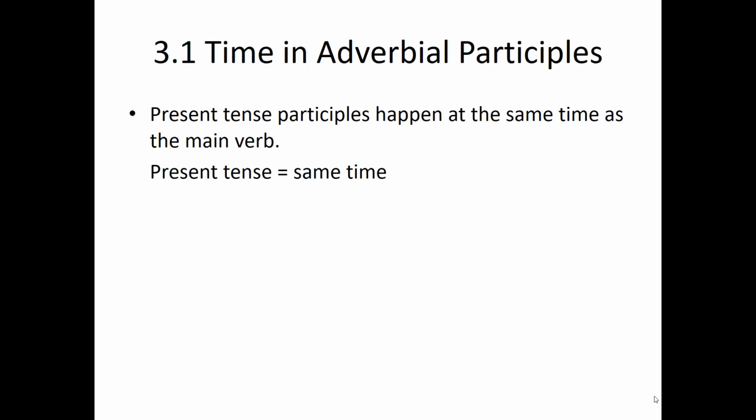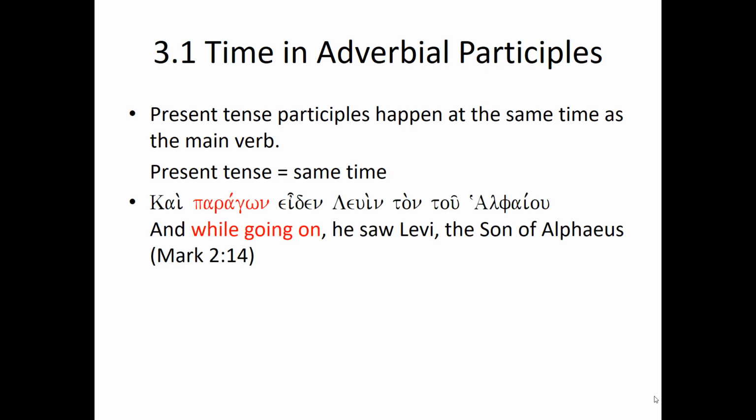So a present tense participle happens at the same time as the verb. Kai paragon eiden Leuin ton tou Alphaiou. And while going on, he saw Levi, the son of Alphaeus. So you can translate a present tense participle that's temporal with the translation of while. So it happens at the same time. Now, when did the main verb happen? Well, this one happens to be aorist, so it happened at some point in the past, but the present tense participle happened at the same time.